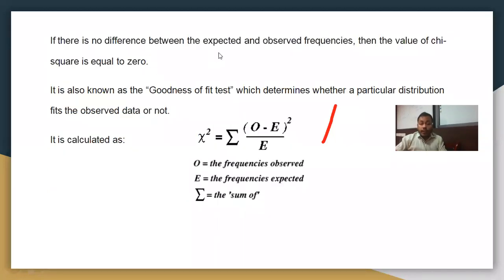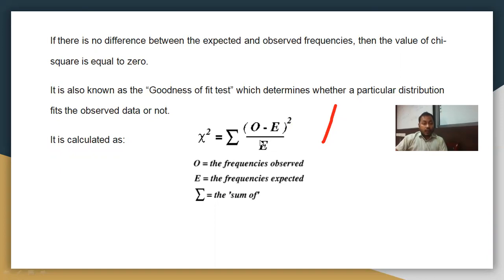If there is no difference between the expected and observed frequency, कोई difference ही नहीं मिला, this means the chi-square value will be what? If there is no difference, then the chi-square value will be 0. ठीक है? It is also known as goodness of fit test, which determines whether a particular distribution fits the observed data or not. And the formula is, this is the formula where this O is the frequencies observed and E is the expected frequency, and this obviously is the sum.